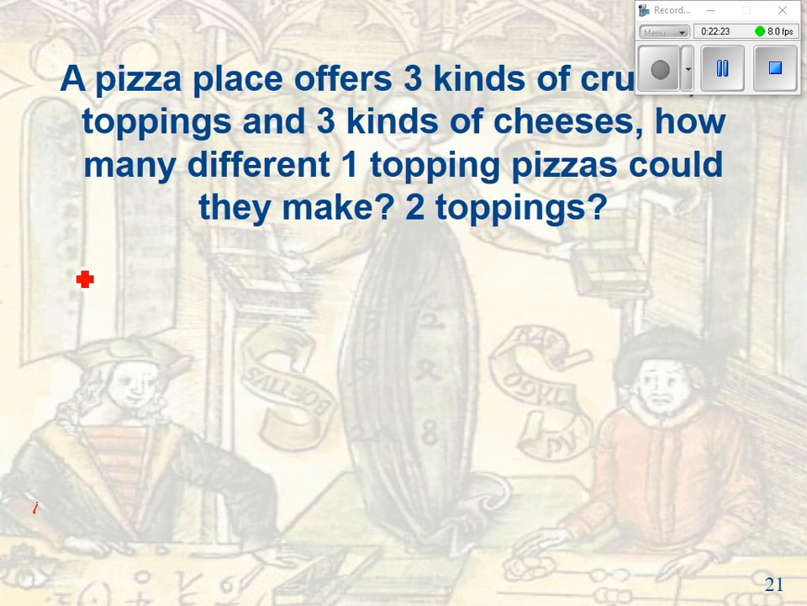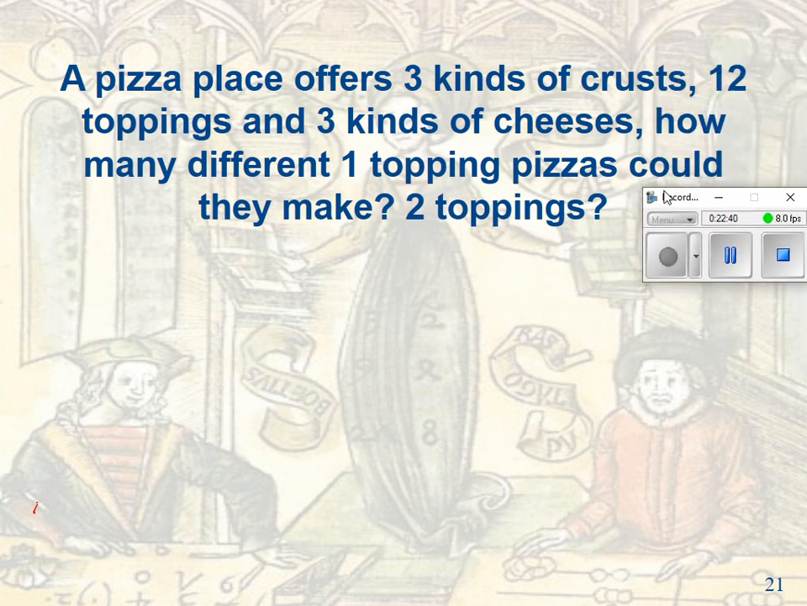A pizza place offers 3 types of crust, 3 kinds of cheeses. How many different one-topping pizzas could we make? Did it say how many toppings they offer? Oh, 12 toppings. So if we just wanted one topping, what do we do? 3 times 12 times 3. What's that give us? 108.